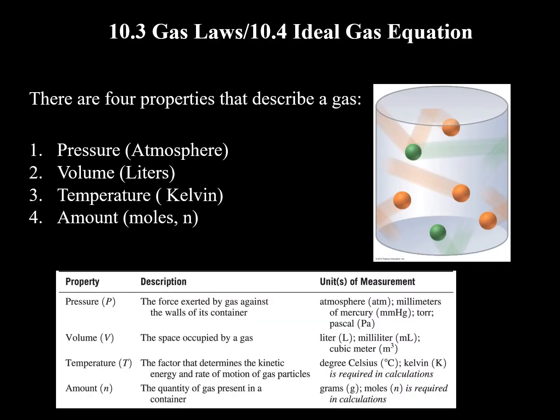So there are 4 characteristics of the gas that we want to be familiar with. One is pressure, and the unit we use is atmospheres, even though it's not the SI unit. For volume, it's liters. For temperature, it's Kelvin. And for the amount of gas molecules, we say moles.